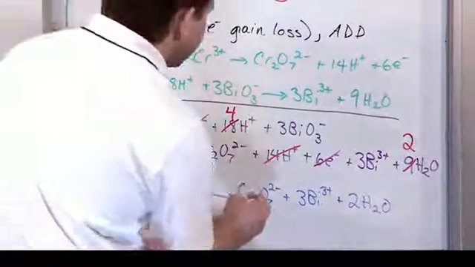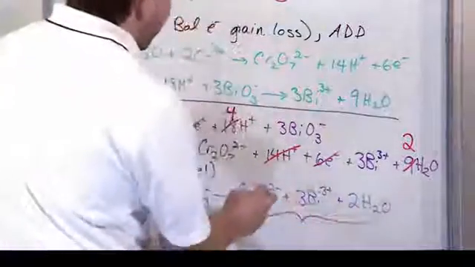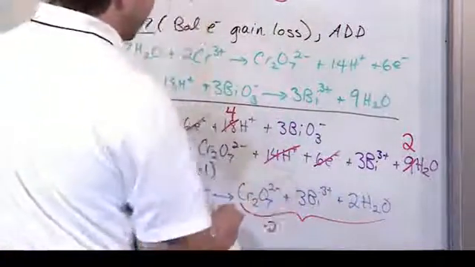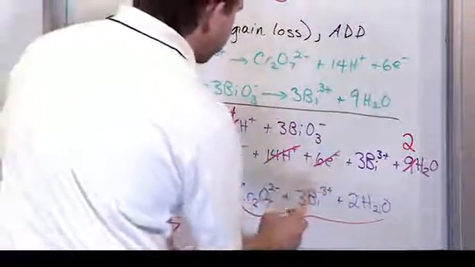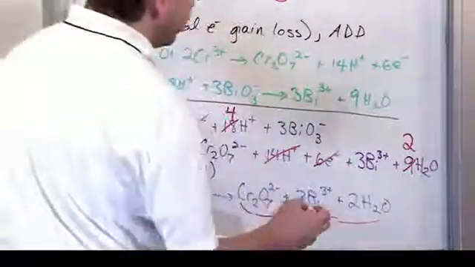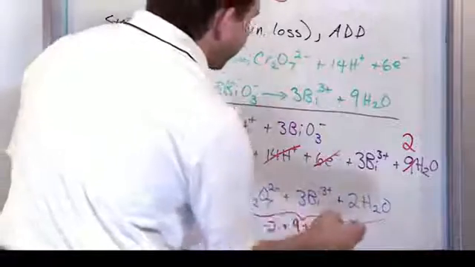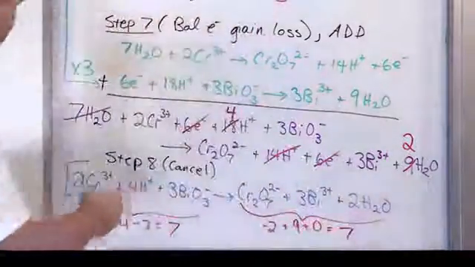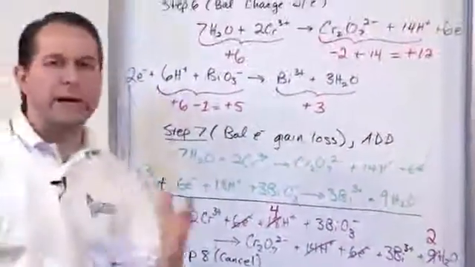On the right-hand side, let's see what we have. What we have is negative 2, and then we have 3 times 3 is 9, and then we have 0, because water doesn't count for anything, it's neutral. So negative 2 plus 9 gives us positive 7. That balances the positive 7, so we know we have the right answer.